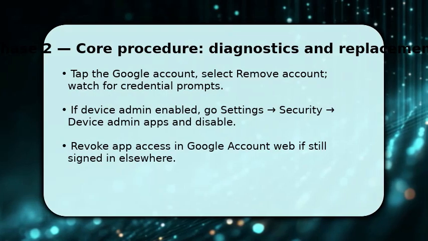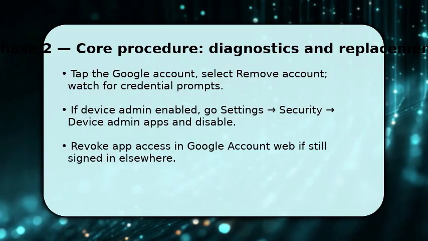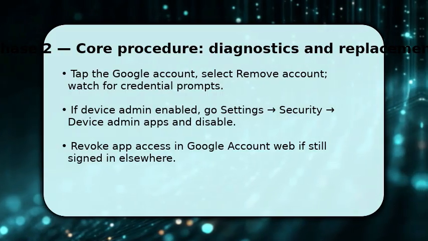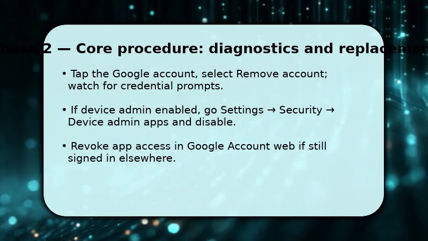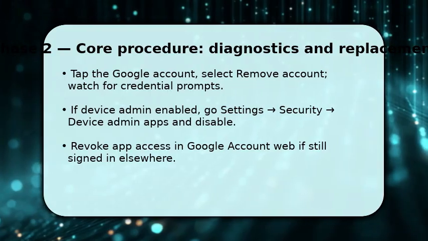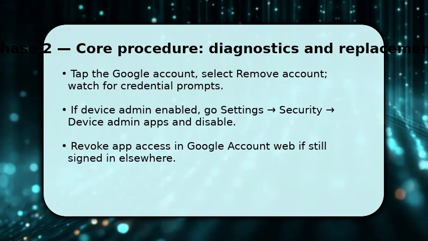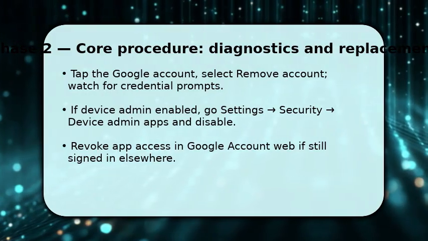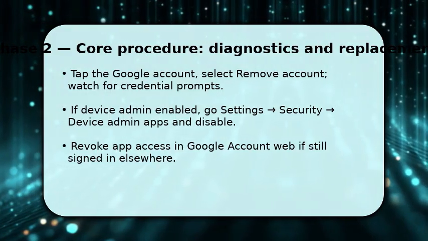If removal is blocked, check Settings, Security, Device Admin Apps, and disable any admin privileges for Google Apps, then retry removal. Once removed locally, make sure to sign into your Google account on the web and revoke unwanted device sessions and app access so sync stops everywhere. This prevents reauthorization and cleans up lingering connections across devices.